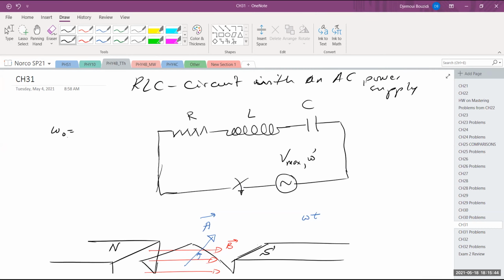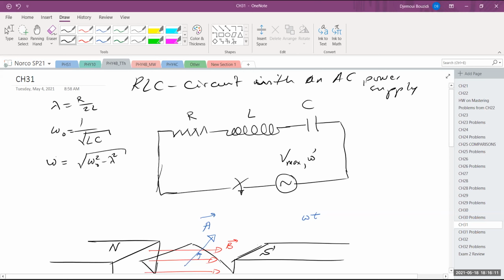Lambda, which is R over 2L, and then you have an omega naught, which is 1 over square root of LC. That played a major role in our calculations before. And then there is another omega, which is the actual frequency with which the system actually oscillates, which is the square root of omega naught squared minus lambda squared. And if you're curious trying to find what lambda is, it's just R over 2L. So these are two frequencies.